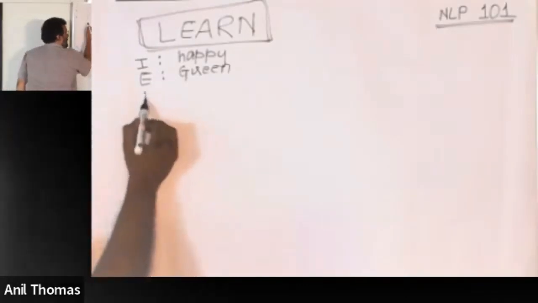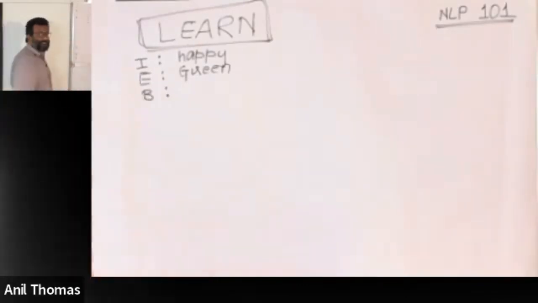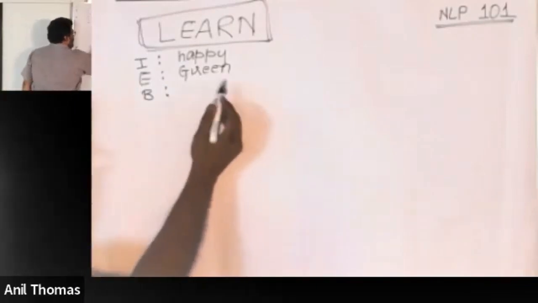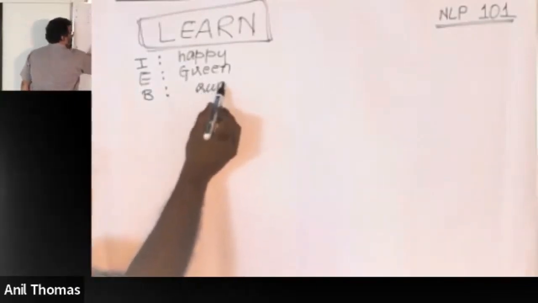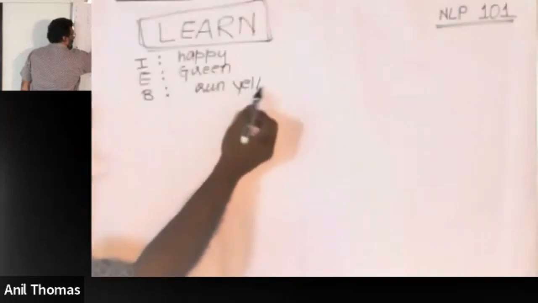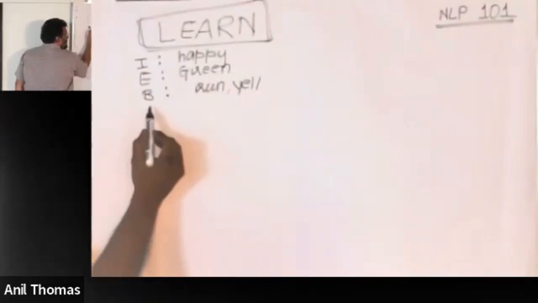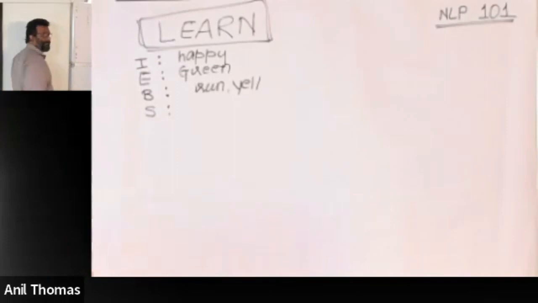Then there's a behavior. I want to be able to stand in public and talk. That's a behavior. I want to be able to raise my hand whenever I have a question. That's a behavior. The question is, how do I learn a behavior? And then comes, say, I want to run, I want to yell. The next question is, how do I learn a skill? Swimming, guitar, any of these things are skills. So how do I learn a skill?